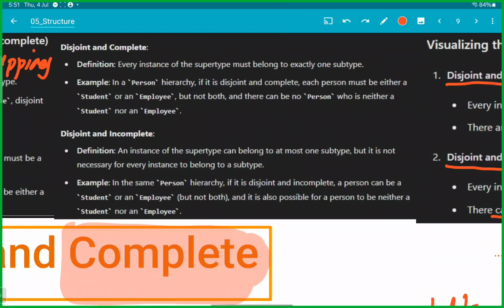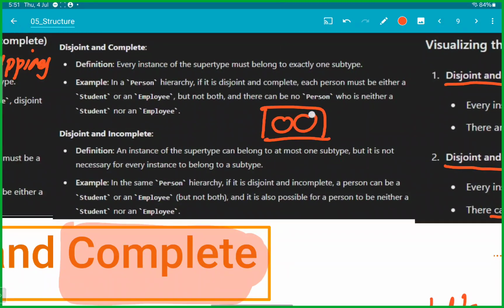So given this description alone, we would say that this is what it is. It is like this. It is disjoint and then complete. It means everybody is inside. Disjoint and incomplete means it's separated like this, and then there are people outside.